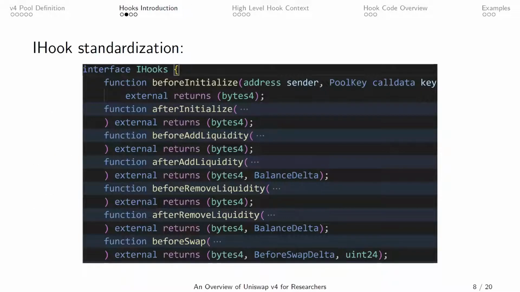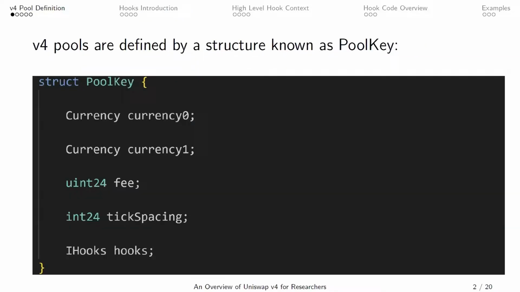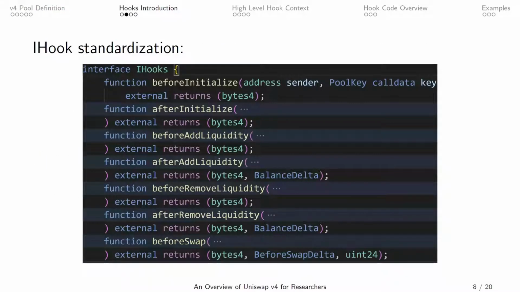Now, I don't have too many slides like this, but I do have a few. So this is the standardization that it has to conform to. In more technical speak, there's an interface called iHooks. And by the way, if you were looking closely at the other slide where I had some code, the hooks value, its type is iHooks. What does that mean? That means, yes, you get to write a smart contract, which we'll call hooks, but it has to implement a particular standardization, or if you like, a particular interface, which is the iHooks interface. And so you can't just do anything you want in this smart contract. You have to implement this interface.